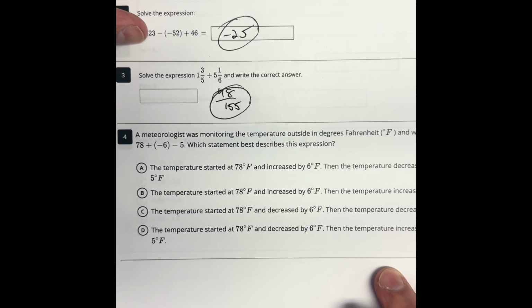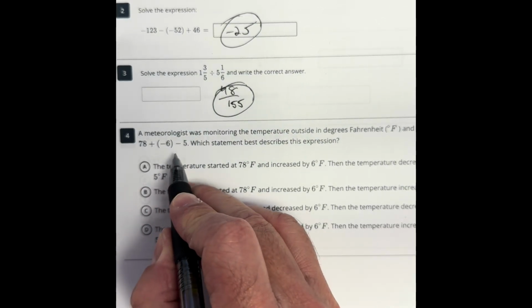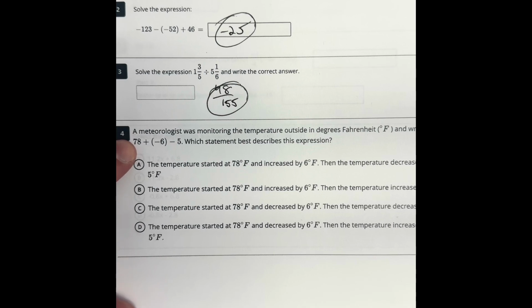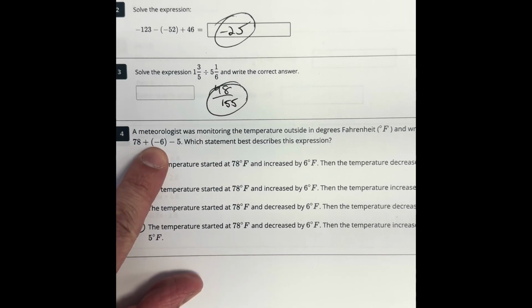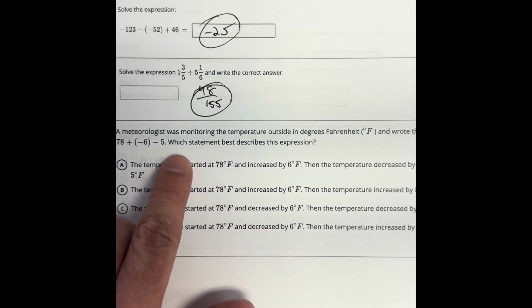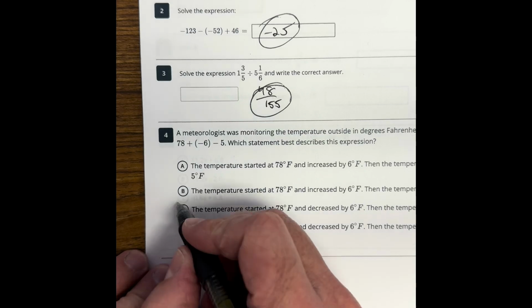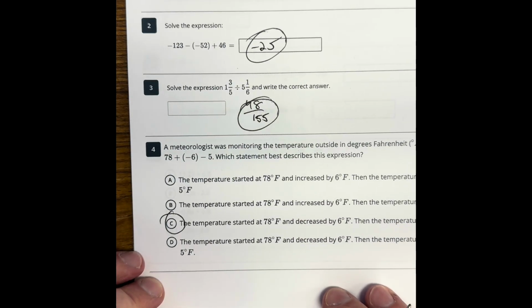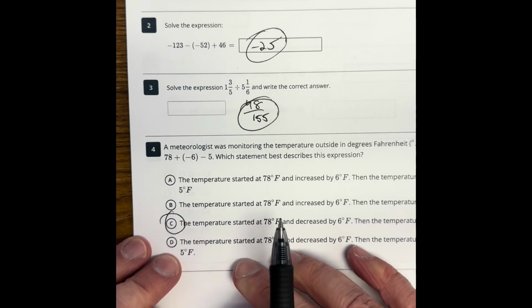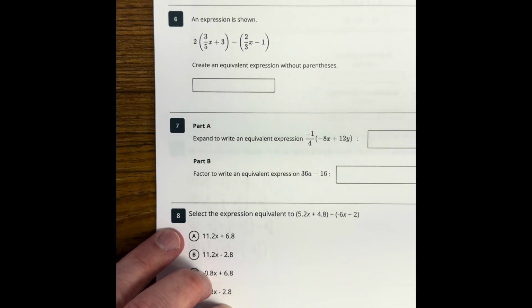Number four, a meteorologist was monitoring the temperature outside and wrote the expression 78 plus negative 6 minus 5. Which statement best describes it? Okay, so the temperature definitely started at 78. It decreased by 6, so it's either going to be C or D, but then we have to say that it decreased again by 5, so my answer is going to be C, right? So follow that progression from a positive, went downhill or decreased, and decreased again, okay? Looking good so far.